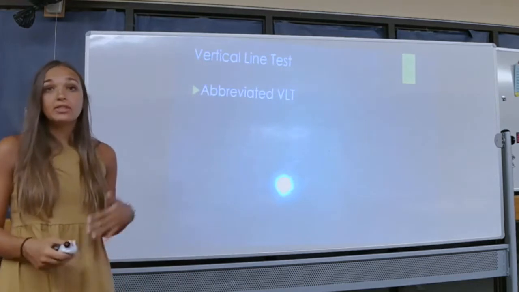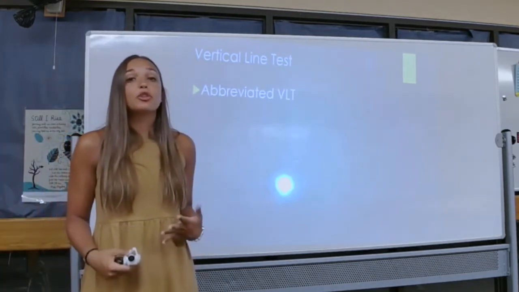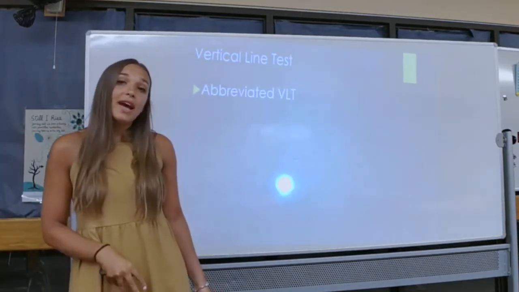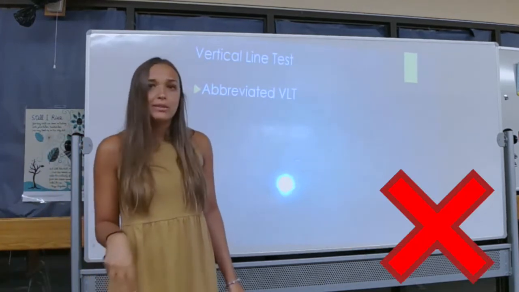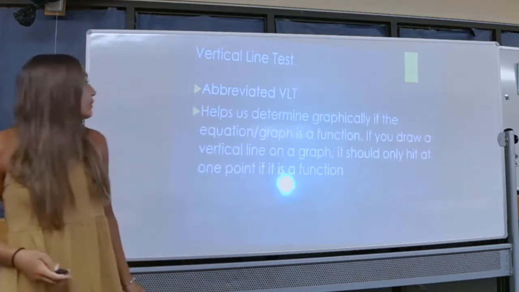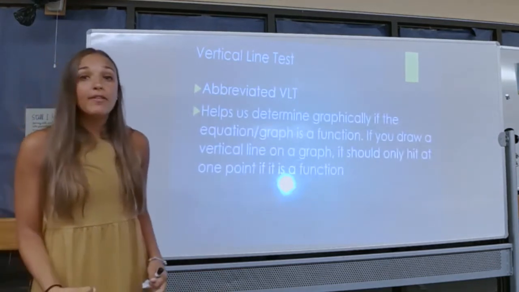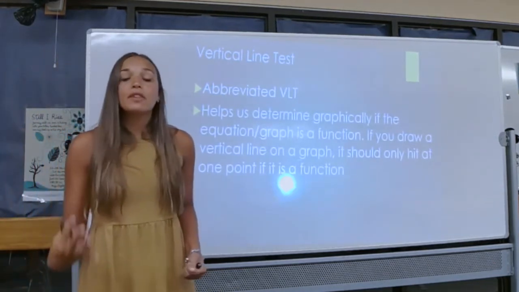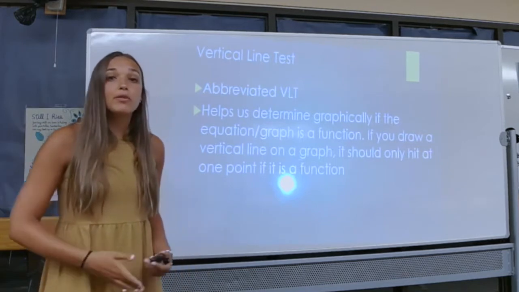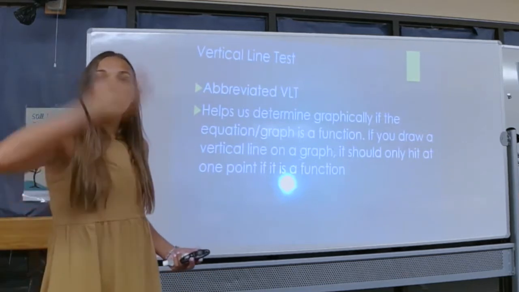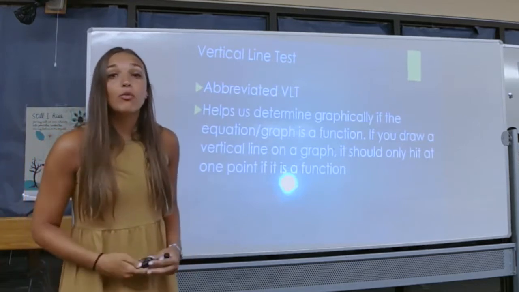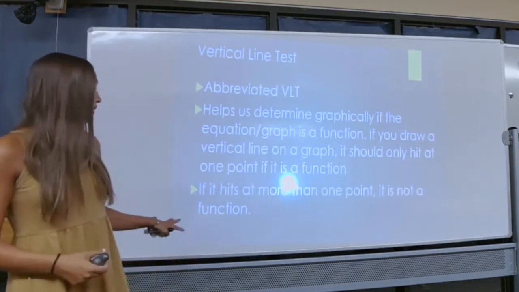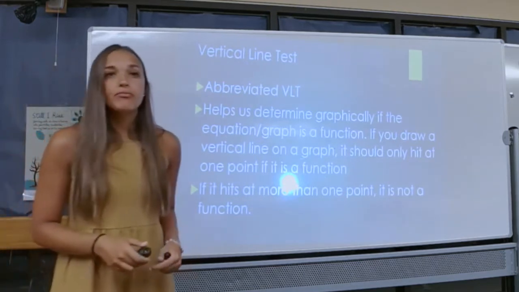Another way to determine if something is a function or not is we use the vertical line test. And I like to abbreviate that as VLT. No, not a BLT, bacon, lettuce, tomato. We use this to help us determine graphically if a graph is a function or not. So if we put a vertical line at every single point or part of the graph, it can only hit that graph once. If it hits more than once, it is not a function.